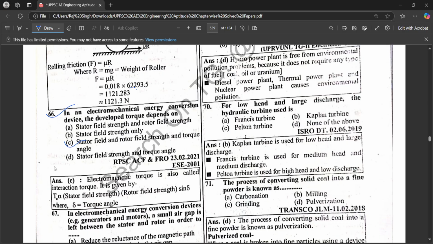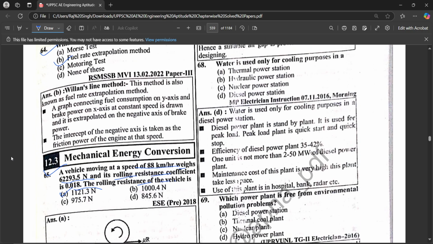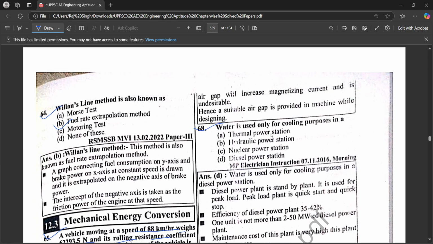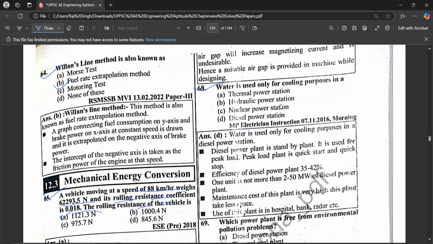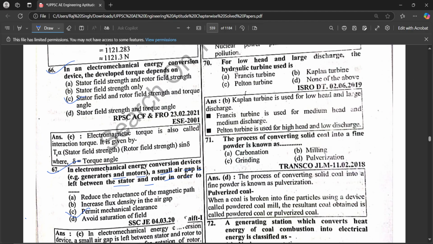In an electromechanical energy conversion device, the developed torque depends on stator field and rotor field strength and torque angle. In electromechanical energy conversion devices, for example generator and motor, a small air gap is left between the stator and rotor in order to permit mechanical clearance. Water is used only for cooling purpose in a diesel power station. Which power plant is free from environmental pollution problem? Hydropower plant. For low head and large discharge, the hydraulic turbine used is a Kaplan turbine.